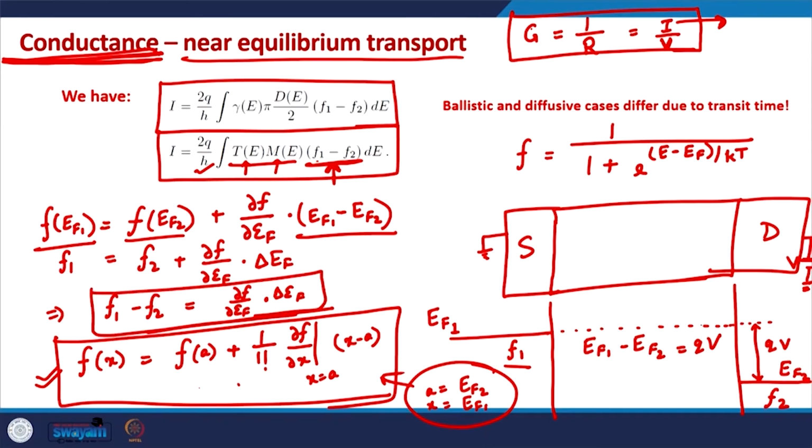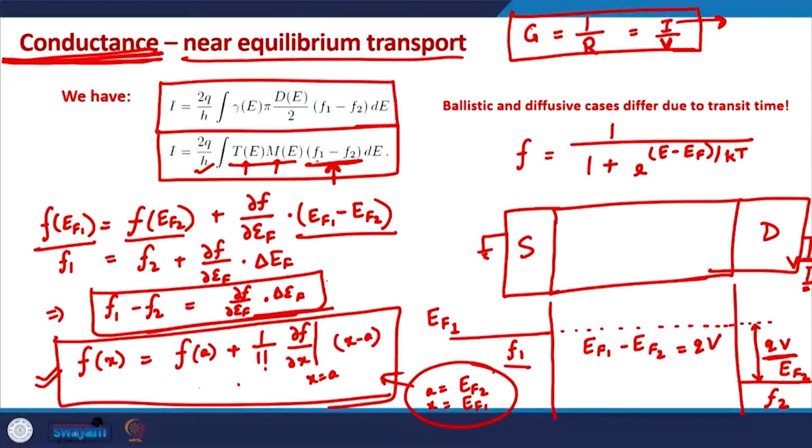And delta EF is essentially Q times V. Had the electron been a positive charge, EF1 minus EF2 would have been a negative number, because in that case EF2 would have gone up. But in the case of electrons, because of an applied positive voltage on the drain side, EF2 goes down. So, this delta EF is equal to Q times V.